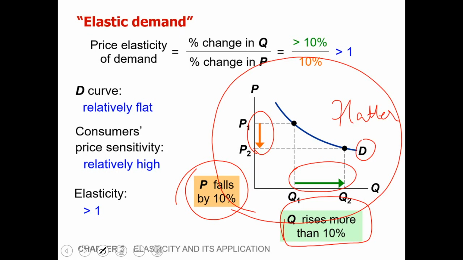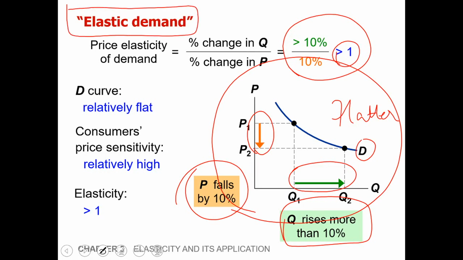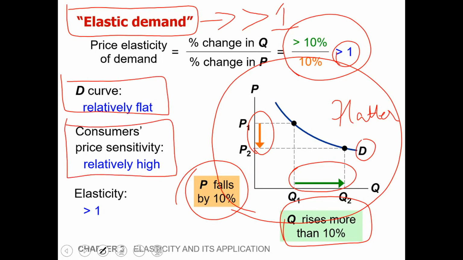So in this case, when we use this in the formula, percentage change in quantity is greater than 10%, percentage change in price is equal to 10%, and the final answer would always be greater than 1. So whenever price elasticity of demand is greater than 1, we call it elastic demand. So here in these cases, the demand curve is relatively flat, as you can see in the graph. Consumer price sensitivity is relatively high, and elasticity is greater than 1.